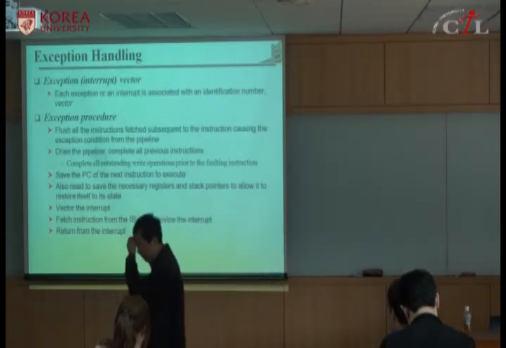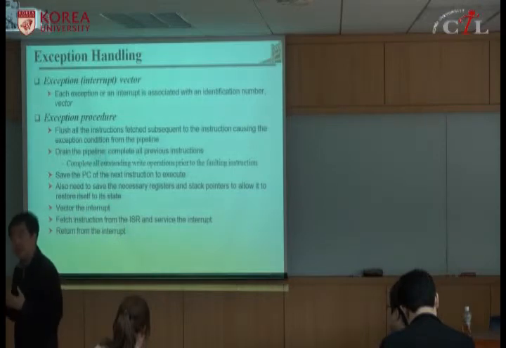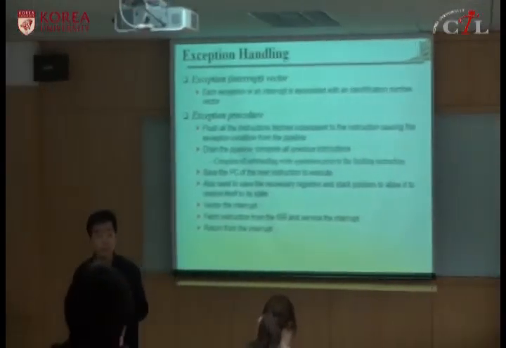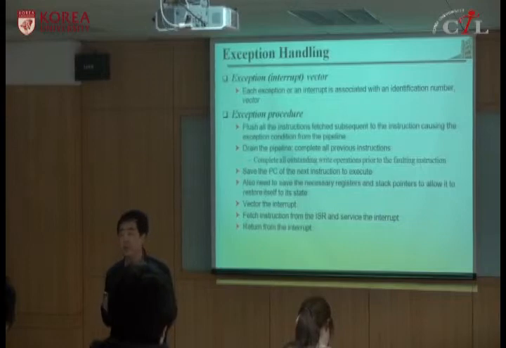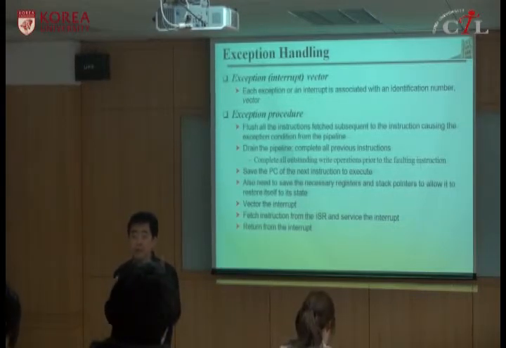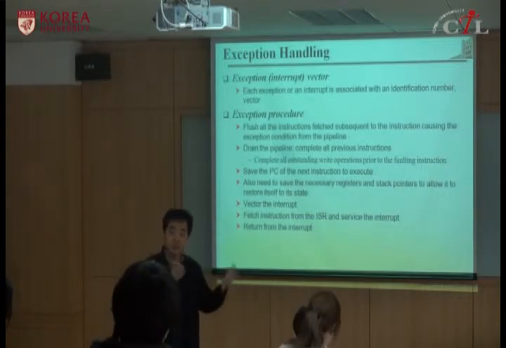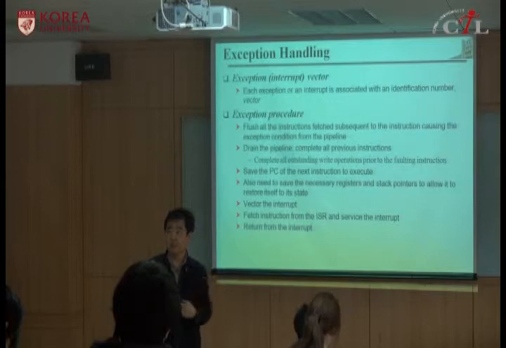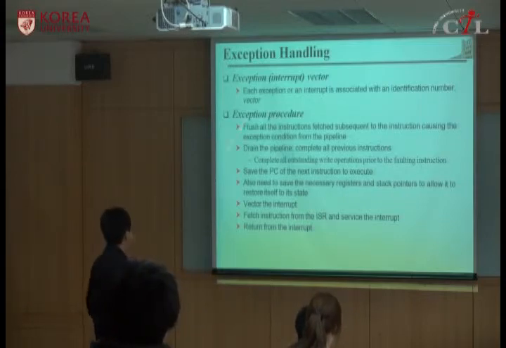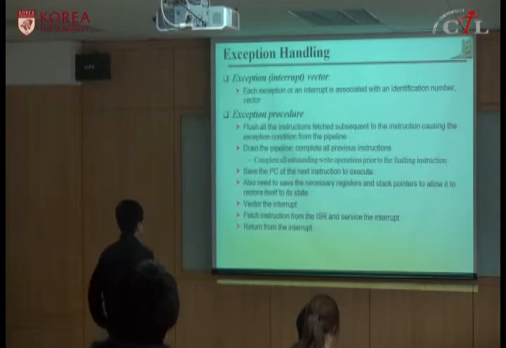And this is called the interrupt vector. This is some hardware generated identification number. From the vector, the hardware can identify the exception handler address by mapping. So there might be a table using the vector as an index. You generate the address of that exception handler or interrupt handler. This is the normal exception procedure.